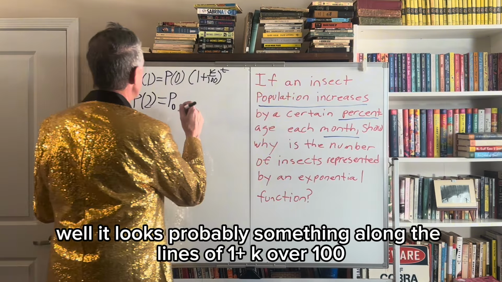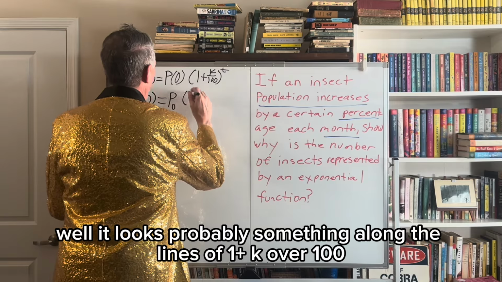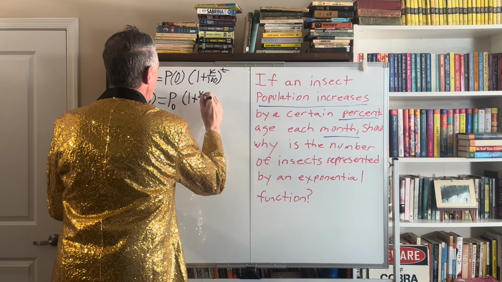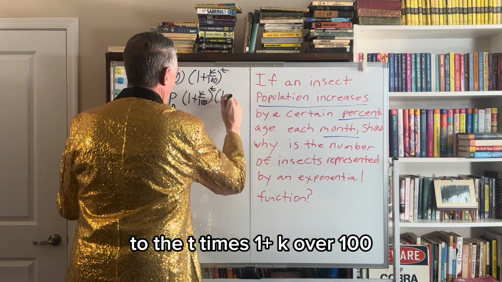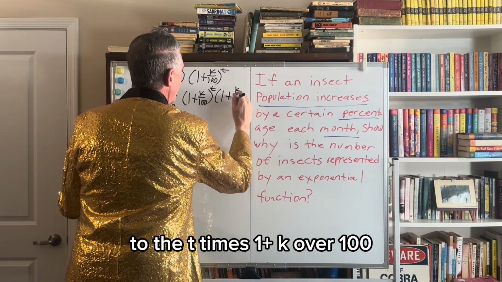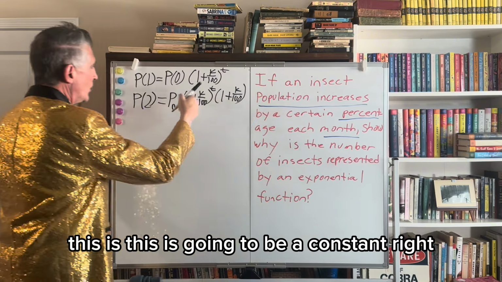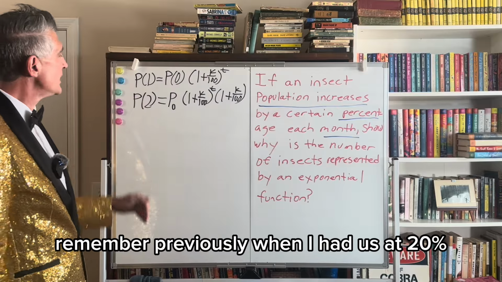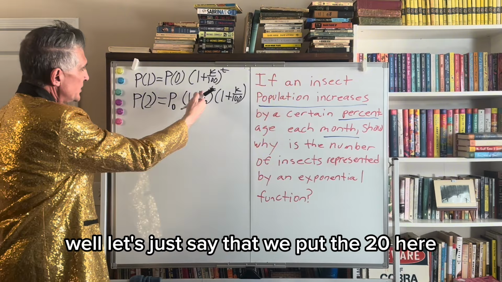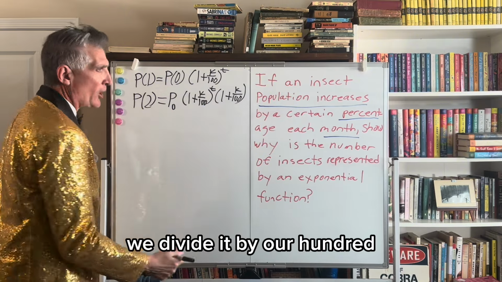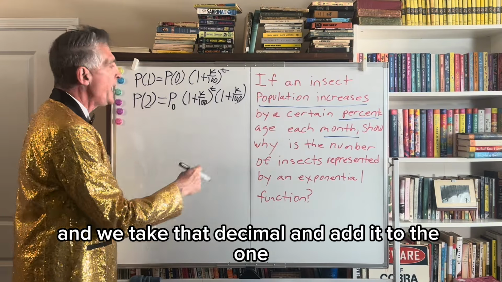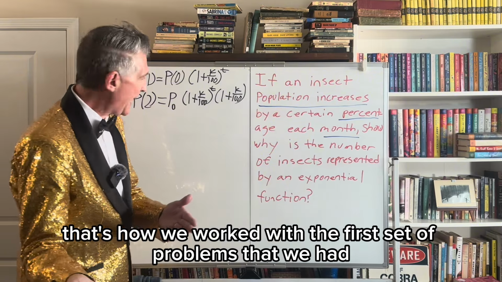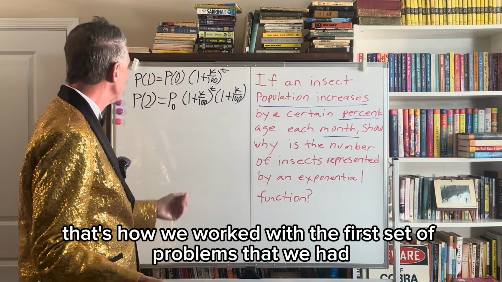Well, that looks probably something along the lines of (1 plus k over 100) to the t times (1 plus k over 100). This is going to be a constant, right? Remember previously when I had us at 20%? Well, let's just say that we put the 20 here, we divide it by our 100. That's going to give us our decimal, and we take that decimal and add it to the 1, and we would get the 1.2. That's how we worked with the first set of problems that we had.